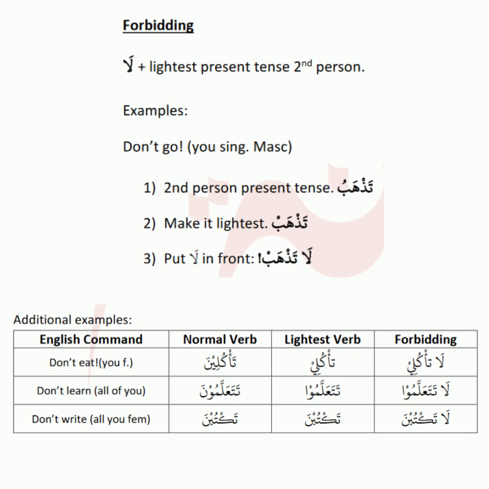When we want to say don't learn, all of you, so we take the fi'l mudari, tata'allamuna, then we remove the extra noon to make it lightest, tata'allamu, and then we add a la, making la tata'allamu. La tata'allamu would mean don't learn, all of you.